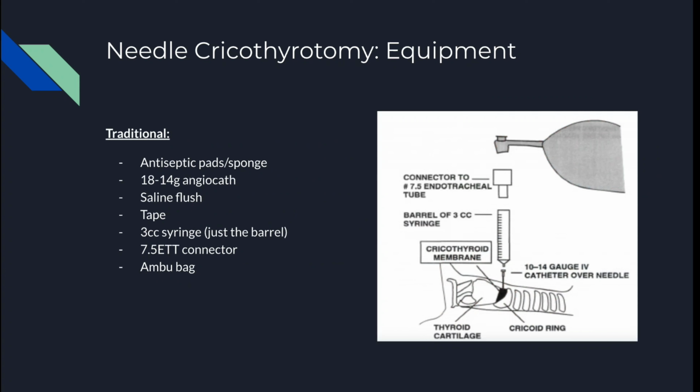Okay, so we're going to talk about the equipment needed. So when we're talking about our just normal needle cricothyrotomy, what we need to complete this, obviously, some type of antiseptic, sponge pad, chlorhexidine, betadine, alcohol, whatever.